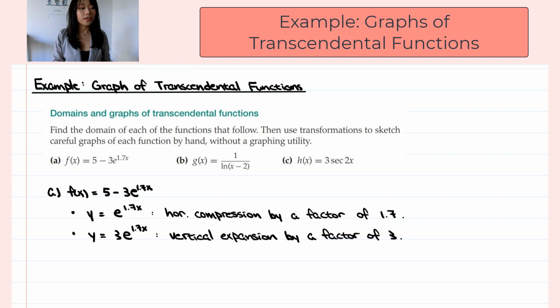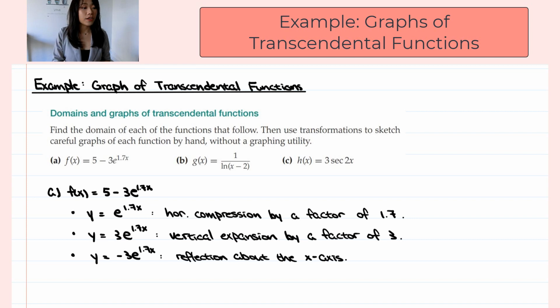Then I notice that there's a negative sign in front of 3. So the next step, if y equals negative 3 times e to the power of 1.7 times x, I'm adding a negative sign outside of the function. That means I have a reflection about the x-axis.